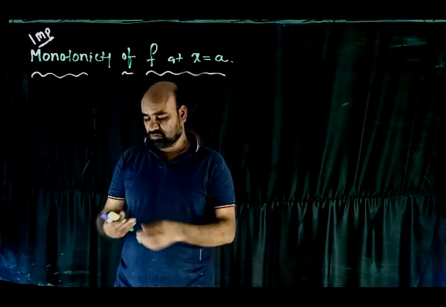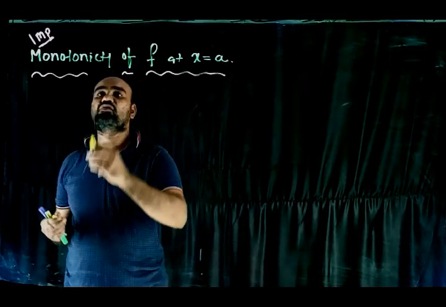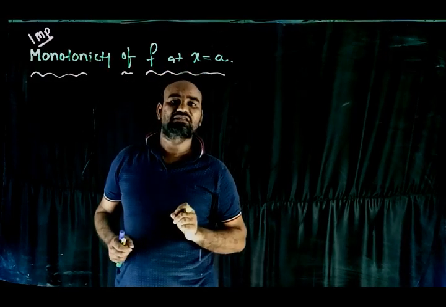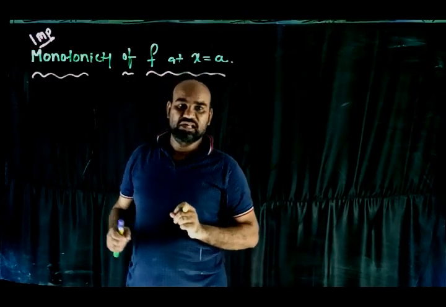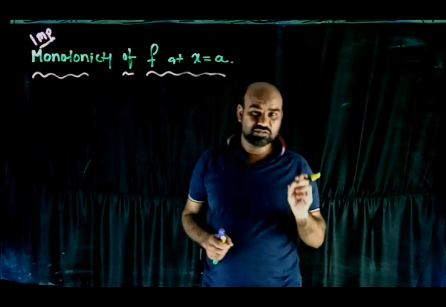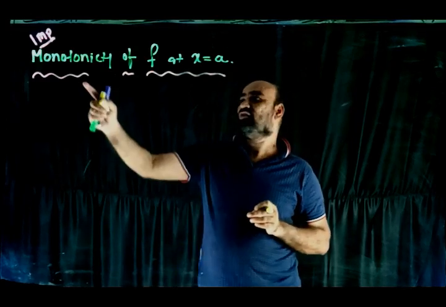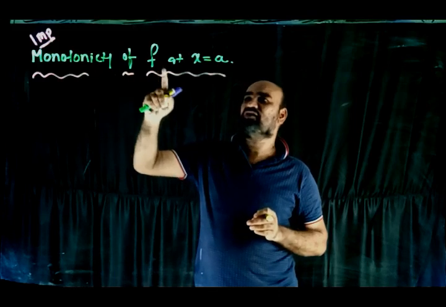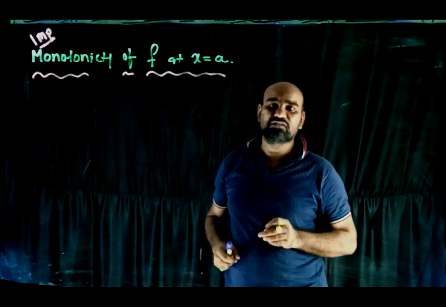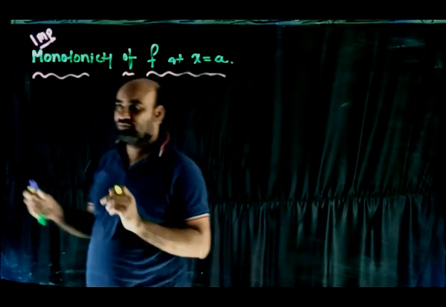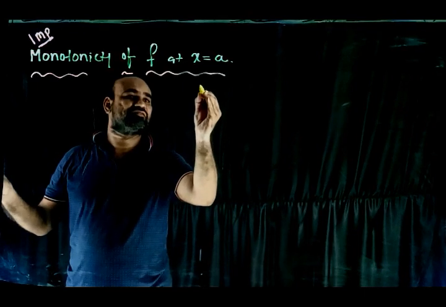Okay, students. Next one is monotonicity of f at x equal to a by using differentiation. In the previous concept we discussed monotonicity of a function on an interval by using differentiation. Now we find the monotonicity of a function at a particular point by using dy by dx, meaning by using differentiation. Simple. Observe here.